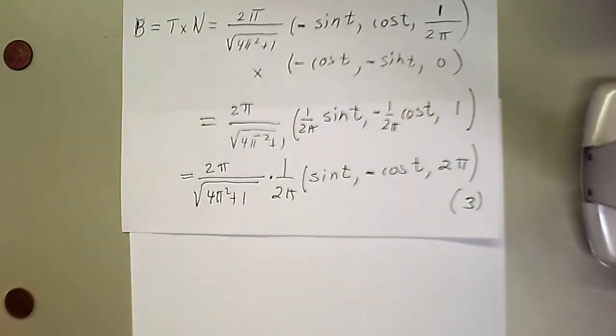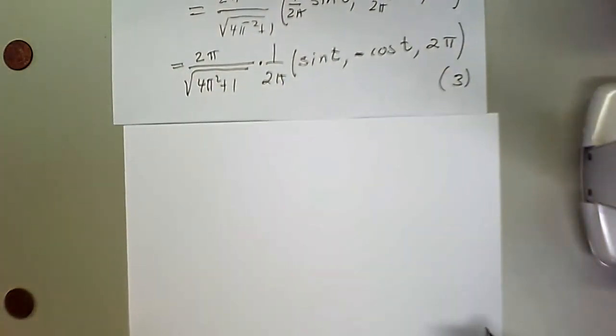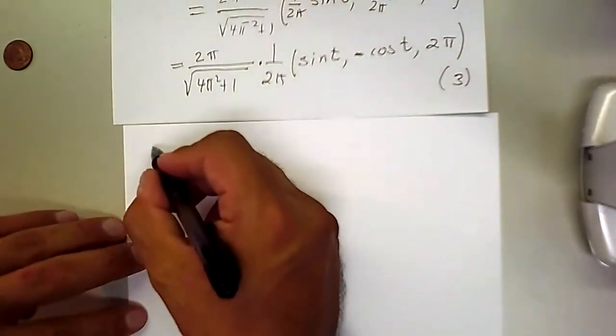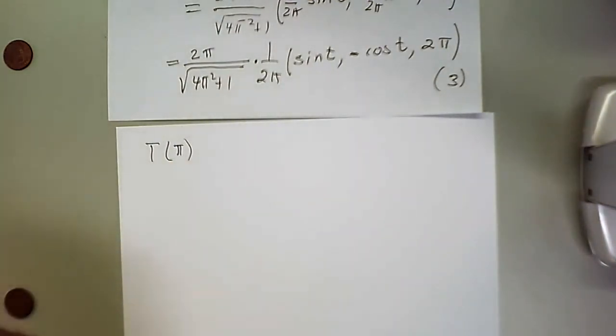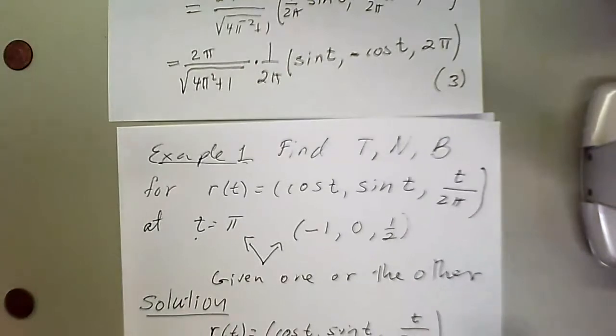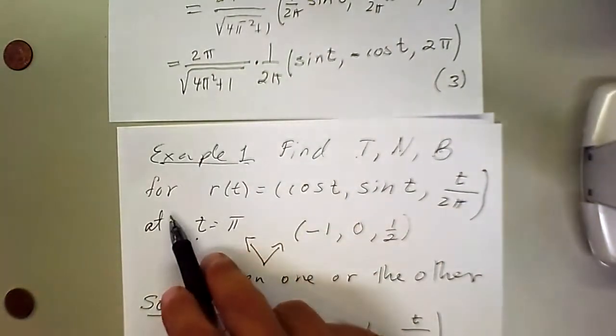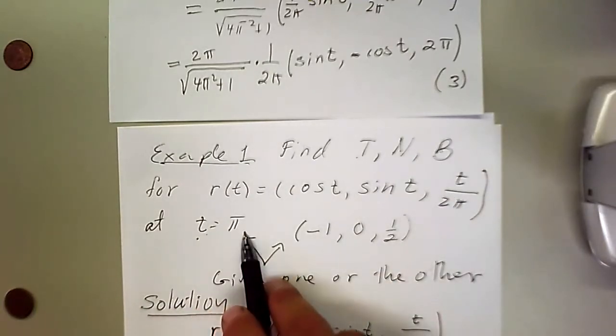Yeah, I ended up with the same formula. So we have the 3 formulas, 1, 2, and 3, for the tangent unit vector, the normal unit vector, and the binormal unit vector for this curve. And now let's plug in the numbers. So let's go back to T at pi. Remember the original problem asks, example 1, there it is, to find the tangent, normal, and binormal vector for this helix at t equals pi. So we're going to plug in pi.